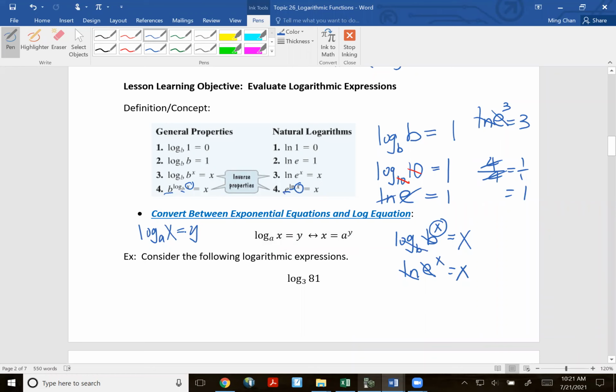All right, to convert into an exponential expression or equation, all you do is bring the base to the other side of the equal sign and put it in the bottom. Remember, a is a base, right? And you bump this y, whatever it is on the other side, to the exponent. Then you actually end up with an exponential expression.